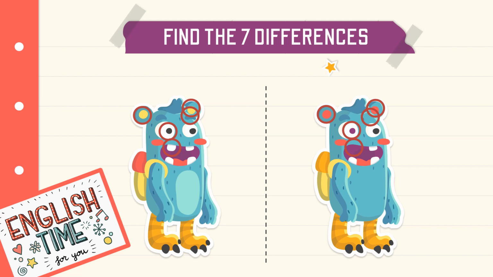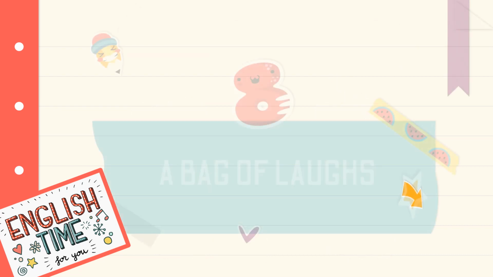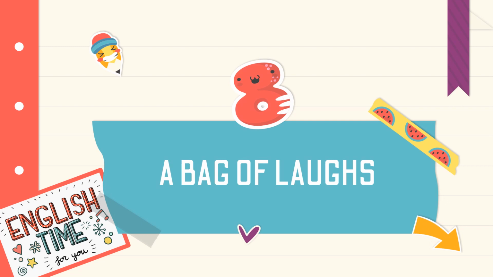And the sixth difference is the color of the backpack flap. And the last difference is the belly of the monster. Okay. Now let's move on to unit 8. 8. A bag of laughs.